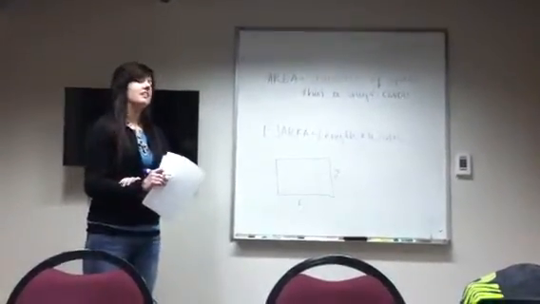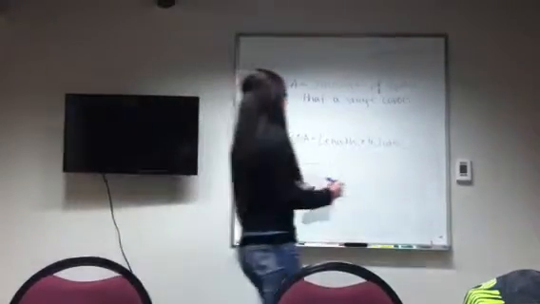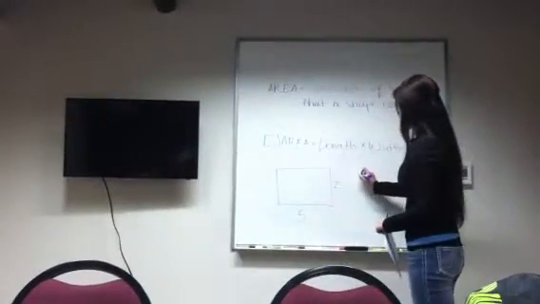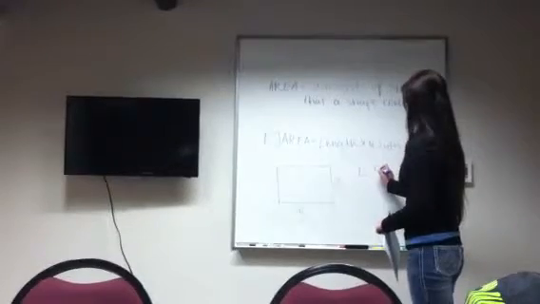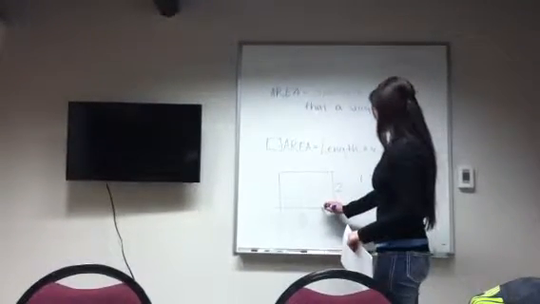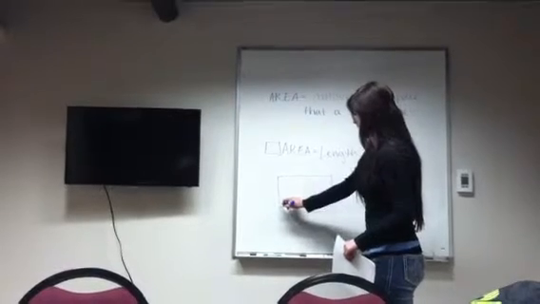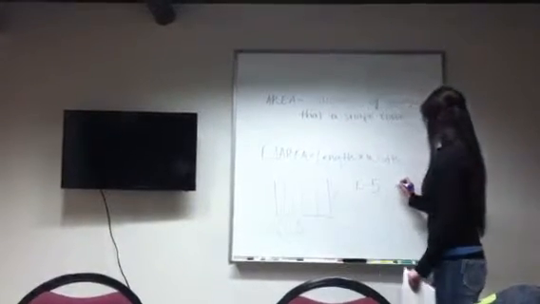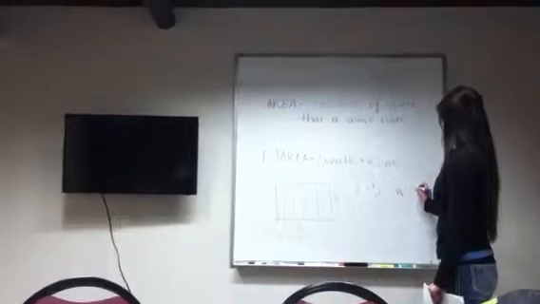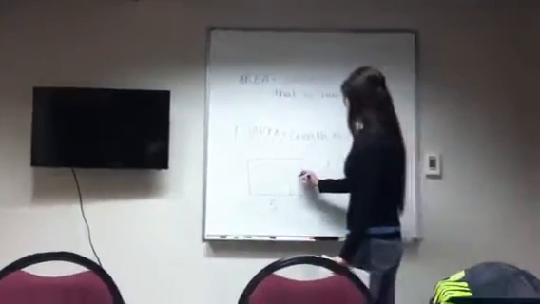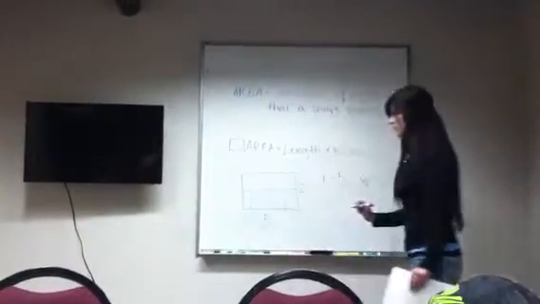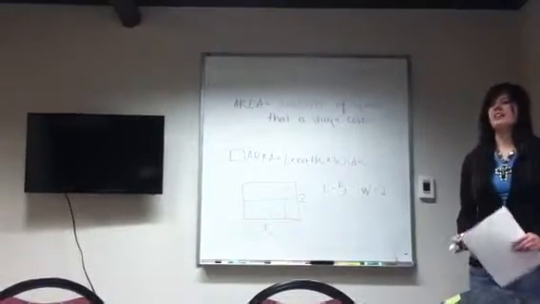The length will be 5. Why is the length 5? That's a great question. How many units? So this is 5. How many units are across the bottom? 5. 5, correct. Okay. So what is the width? 2. 2? Alright, so then, Dalton, what is the formula to find the area of that rectangle?